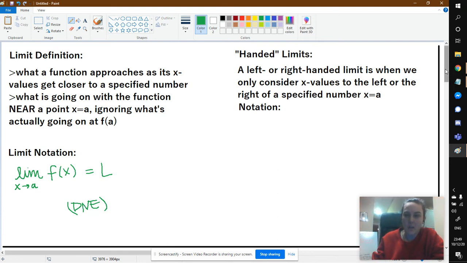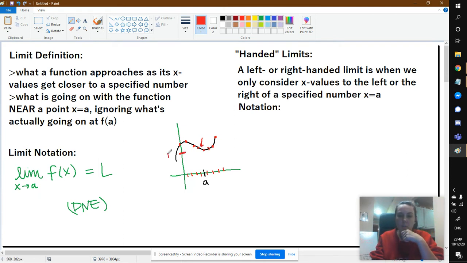We're gonna practice some of these in a second, but before we do that, I'm gonna talk about handed limits. For regular limits, we've got this. Here's our a. We want to know, as our x values get closer to a, our y values seem to be getting closer to this number, right? And if we come from this side, it's much of the same thing. They're getting closer to this point right here, which is this y value. We call that the limit, right?